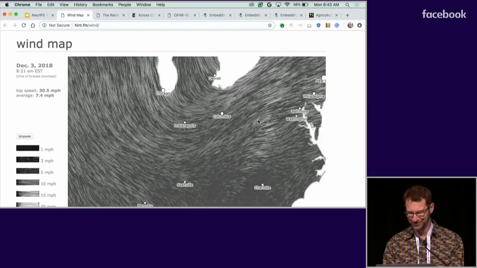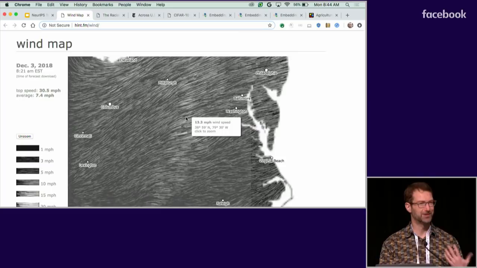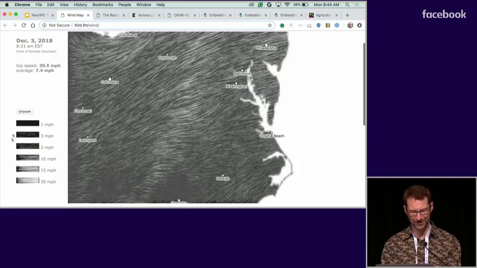This is showing the wind across the United States right now. And you can see that the encoding we're using is very much like Edmund Halley's. However, what we're doing is adding motion as well. In fact, if you look at this legend down here, you'll see that the legend is actually not a static thing. It's moving, like the whole thing.